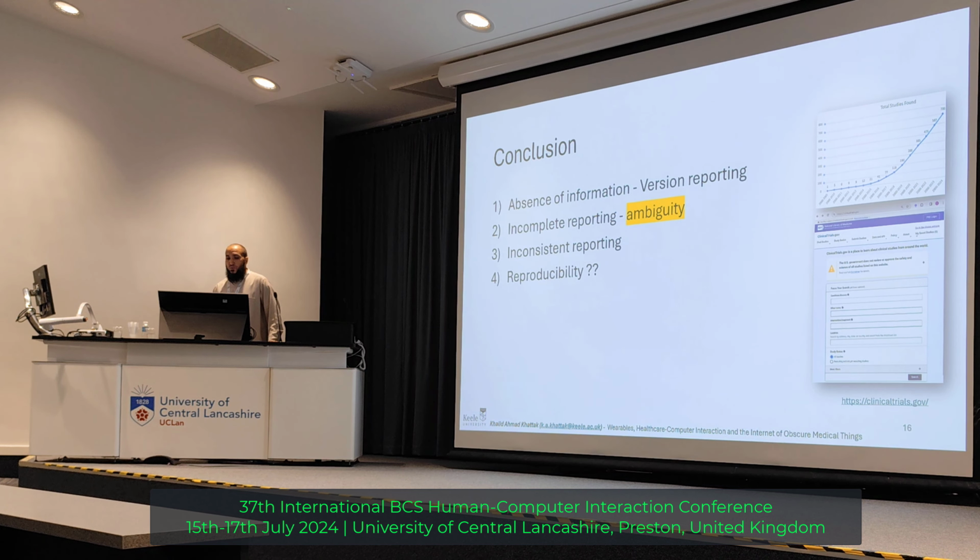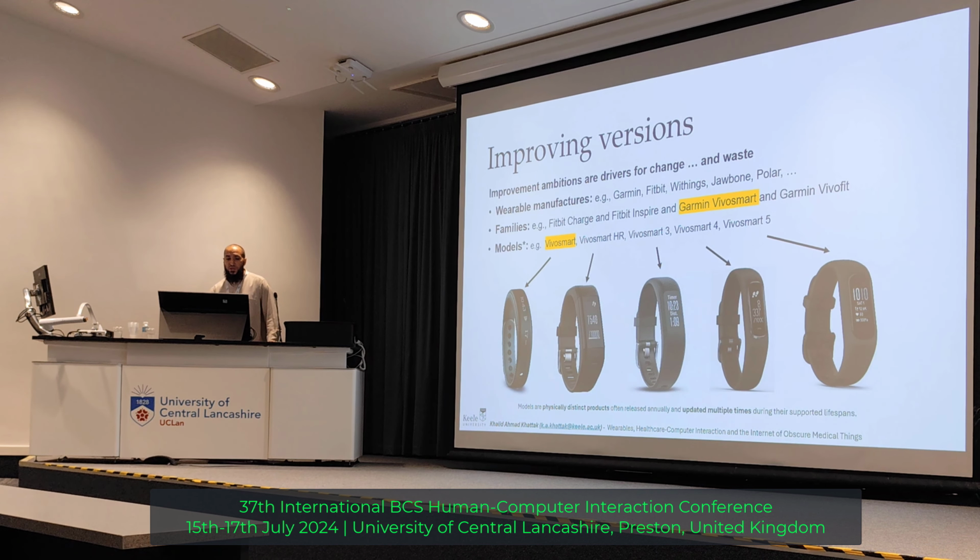The next one is the ambiguity I was referring to. Some of the studies mentioned Garmin and Viva Smart. We weren't sure, because the first version of most of the devices has just the family name, for example Viva Smart or Fitbit Charge. We weren't sure whether they were referring to the family or to the model. The three of us had to decide, just from the context, where to put them. So that was one of the ambiguities.